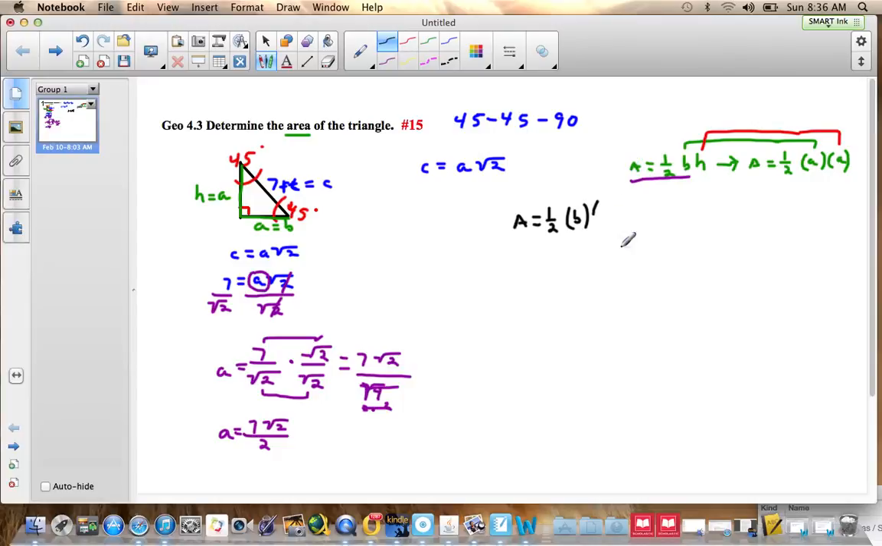But remember, let's go back to what I was saying at the very beginning. B is equal to the length of A, and H is equal to the length of A. So A is 7 square root of 2 over 2. So if I look at it this way, 7 times square root of 2 over 2 is A, right? And both of these are A.